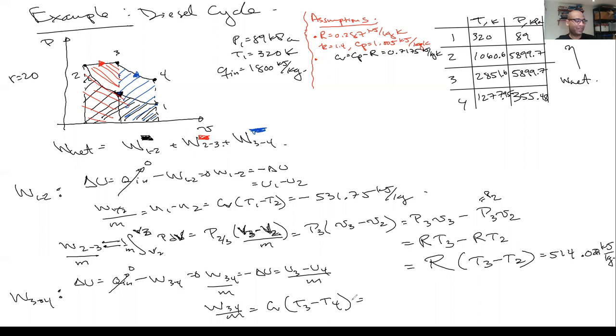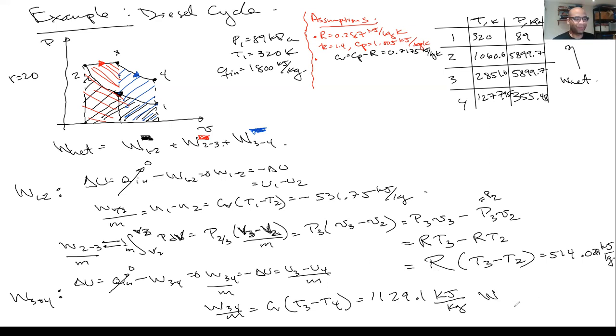Let me compute these independently. I'll get T3 as 2851.6 minus 1277.95, multiplied by 0.7175. I'll get 1129.1 kilojoules per kilogram. So let me just make sure. If I add 514.02, I get 1643 point something. Yep, exact same answer.